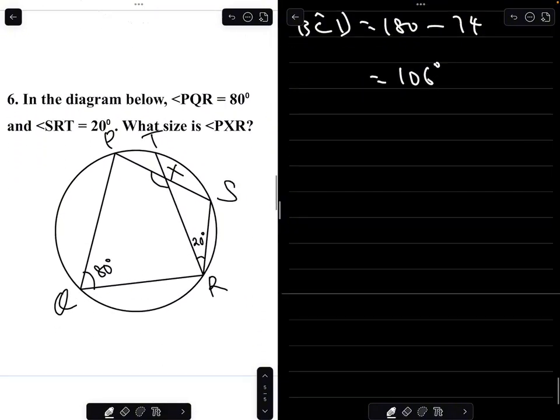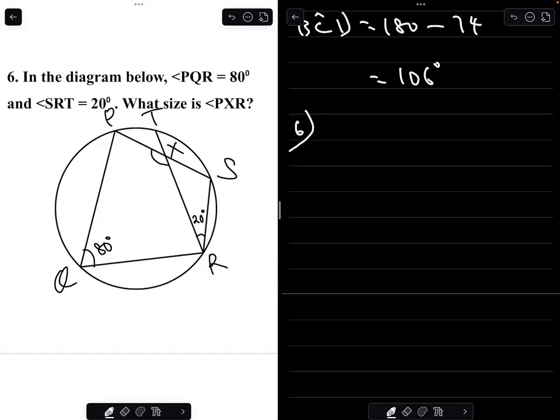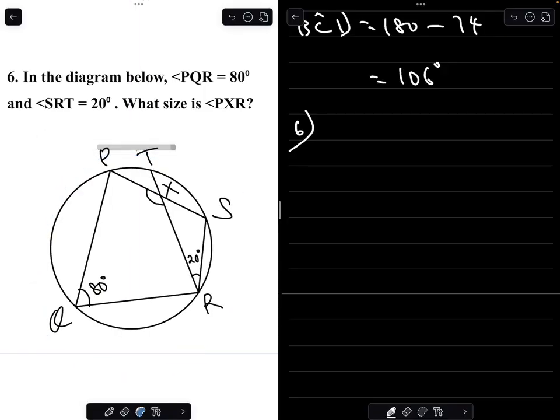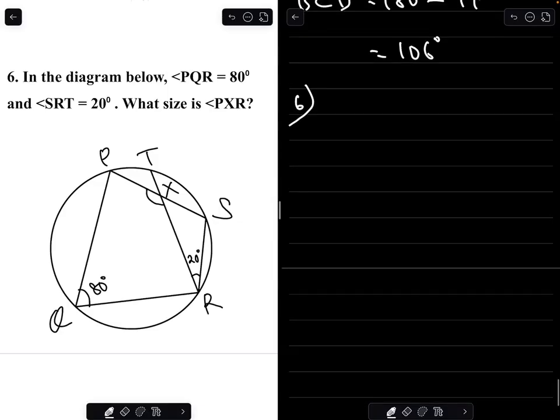Now let's go down to the next one, which is number 6. Number 6. In the diagram below, angle PQR is equal to 80 degrees and angle SRT is equal to 20 degrees. What size is angle PXR?